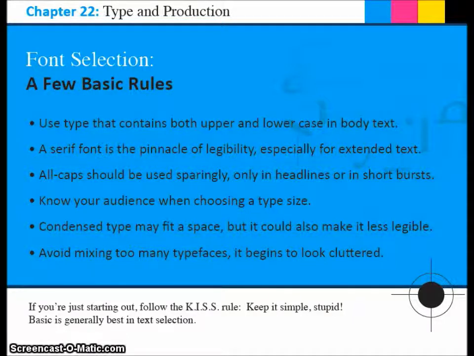The last thing is to avoid mixing too many typefaces because it starts to look really cluttered. I would say, just like we used in this presentation, if you use a serif font with a sans serif font and only use those two, then you're pretty good. If you're just starting out, you should probably follow the KISS rule, which is keep it simple, stupid, and basic is generally best in text selection.